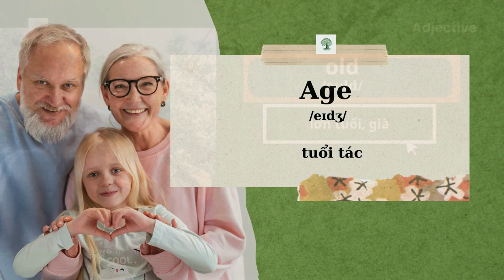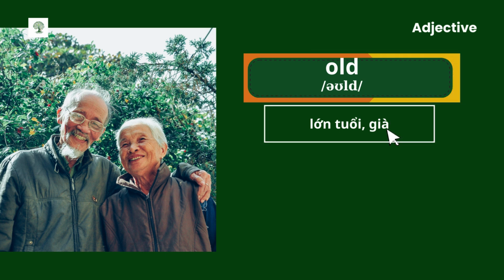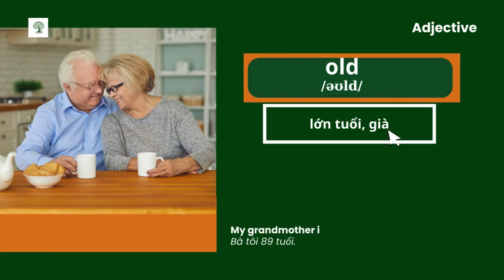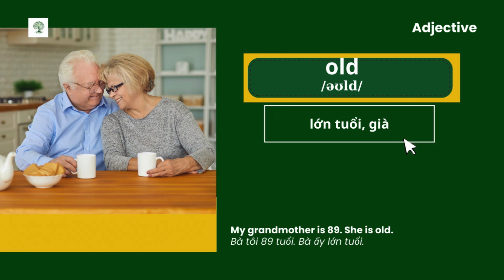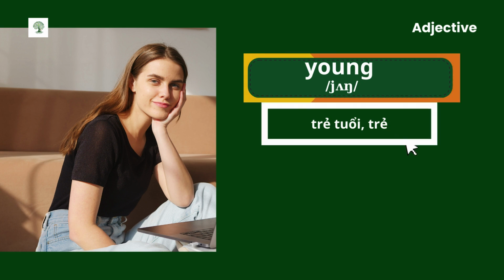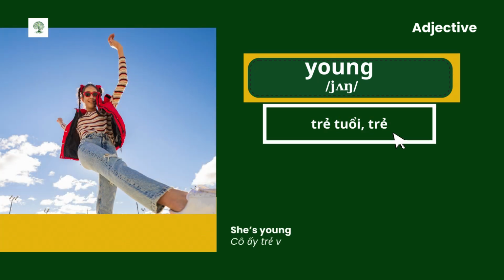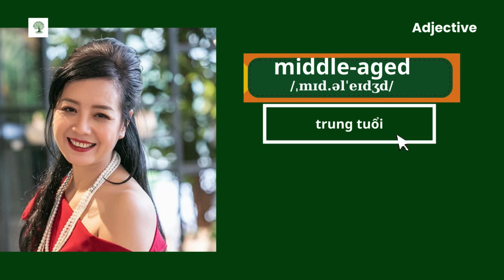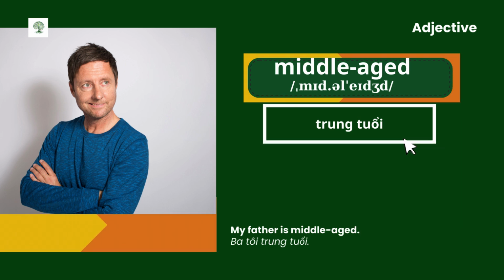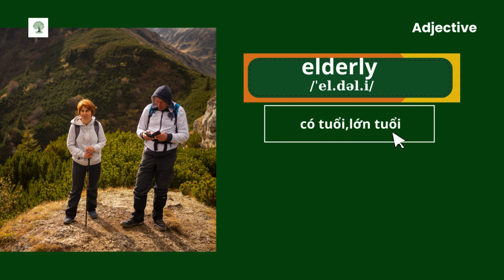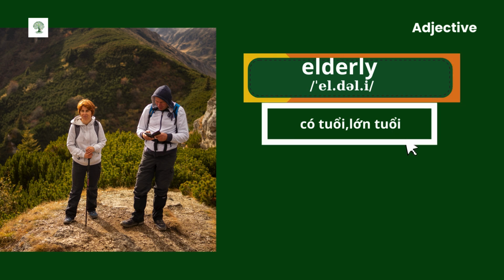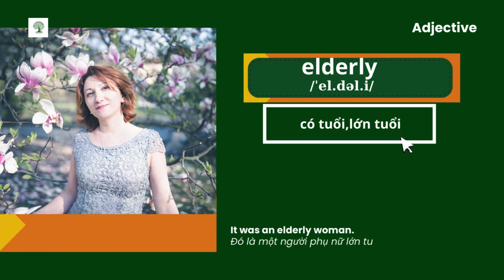Age. Old. My grandmother is 89. She is old. Young. She's young and tall. Middle-aged. My father is middle-aged. Elderly. It was an elderly woman.